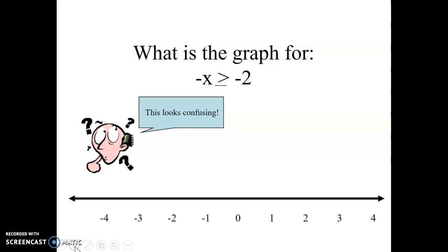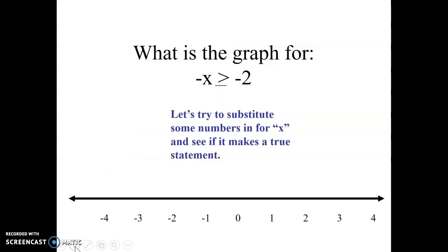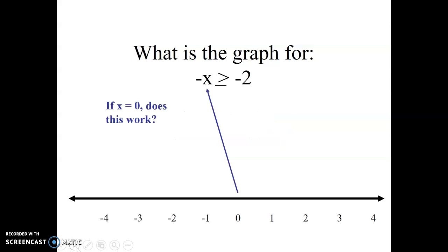So this looks a little confusing because of that negative sign, right? But let's think about what we do know. It's going to be at least equal to, it's going to have something to do with -2, right? So let's substitute some numbers in for x to see what makes a true statement, okay? Let's start with 0. 0 is a good starting point usually. Does 0 work? Is the opposite of 0 greater than -2? Well, 0 doesn't have an opposite, it's 0. Is that greater than -2? Yes, it is, okay?